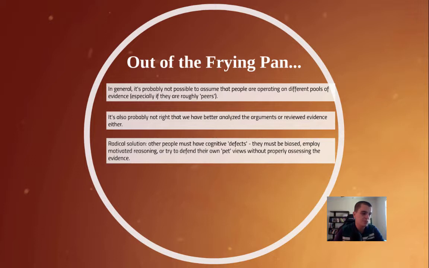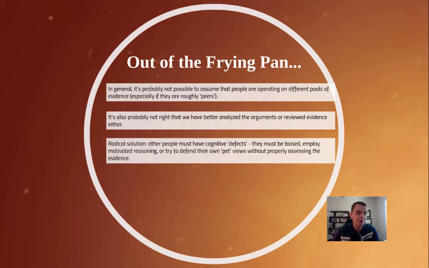The next consideration he says is it's probably not fair to discount the disagreement on the grounds that he's better analyzed or better reviewed the evidence either. So if he agrees that they probably have access to the same evidence and the same types of evidence, he also thinks it's likely that they probably reviewed the evidence in the same way.